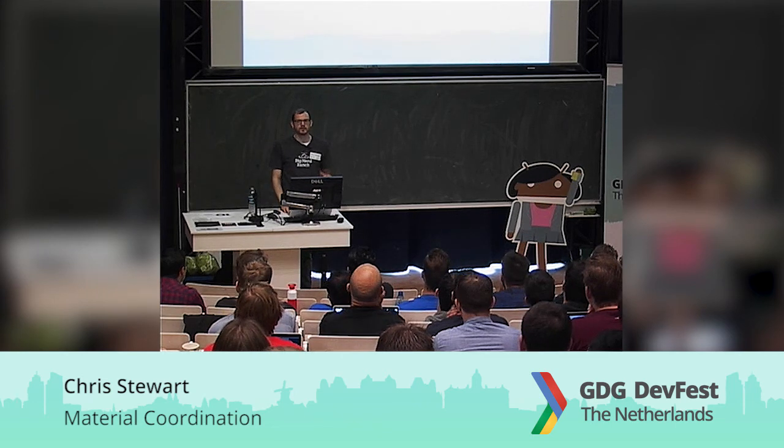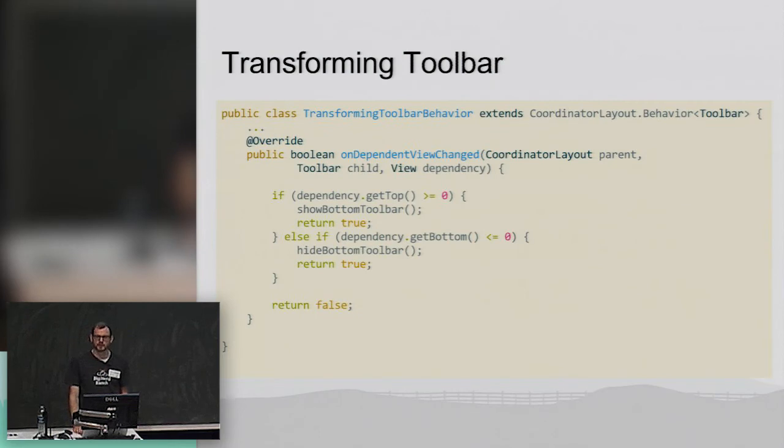And then finally, I override that same other method, the onDependent view change method, and I just check to see when the toolbar is visible and when it is not visible. So if the top of the toolbar is greater than or equal to 0, it'll always just be 0. That means the top of the toolbar is at the top of the screen. You can see it. That's that top case.